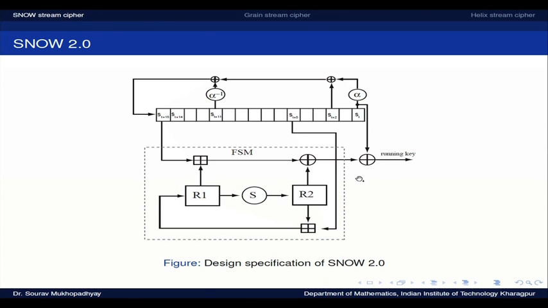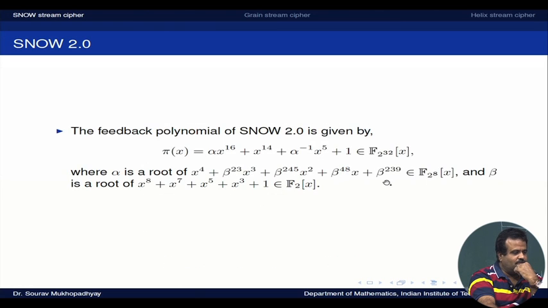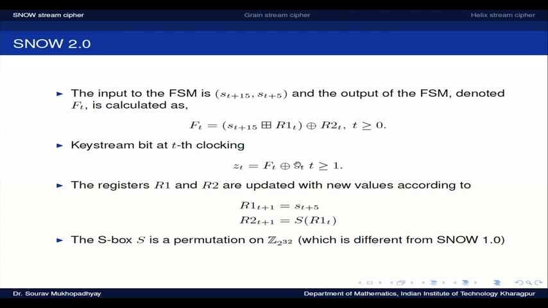So if you come to the figure, this is the output. This is basically coming from the LFSR bit x_t. This is XOR with this output. So this is our key stream bit, and this is our f_t. F_t is the output of the finite state machine, and then x_t which is coming from the LFSR, and these two are XORed to get the z_t.